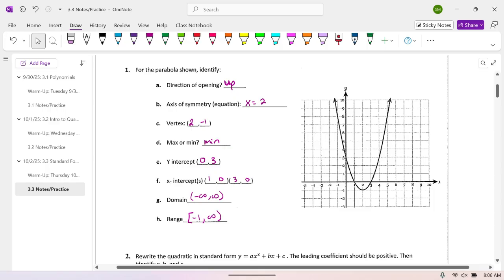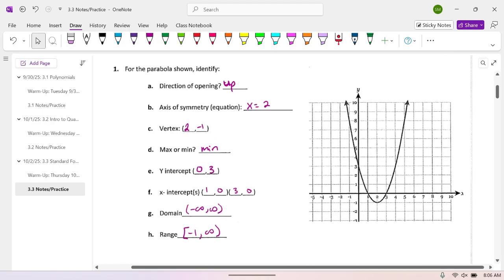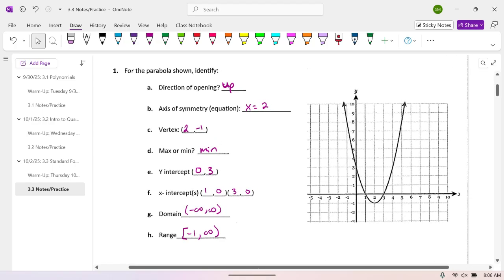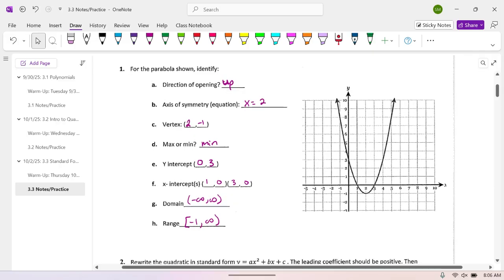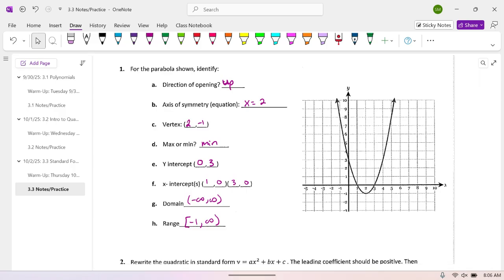All right, so check your answers for the first part of the warm-up on page 14, just the key features piece. Direction of opening, it's facing upwards. Direction of opening is another name for concavity. Axis of symmetry is x equals 2. Remember, you got to put the x equals. It has to be a line. Vertex is at the point (2, -1). It's a minimum because it's the lowest point.